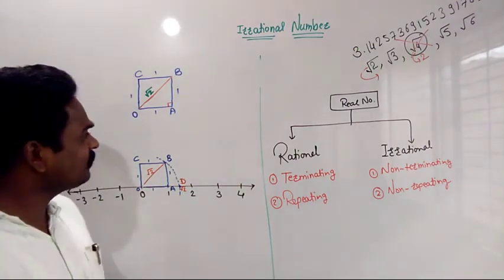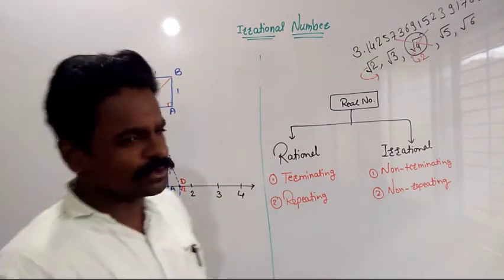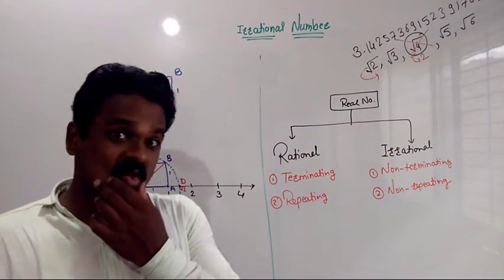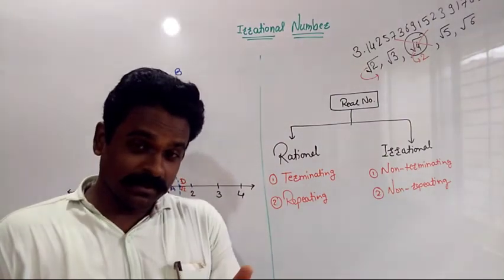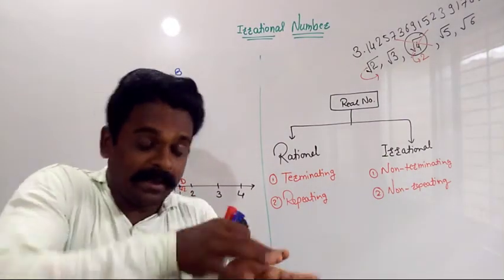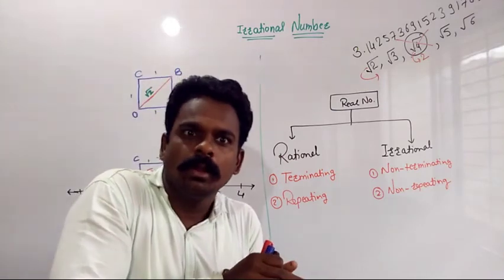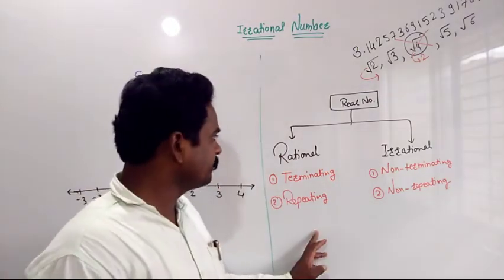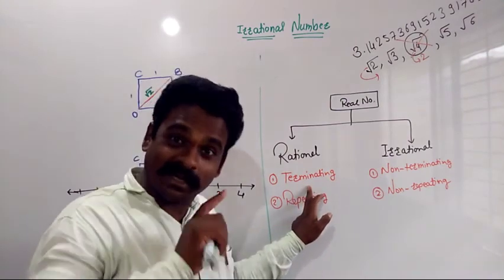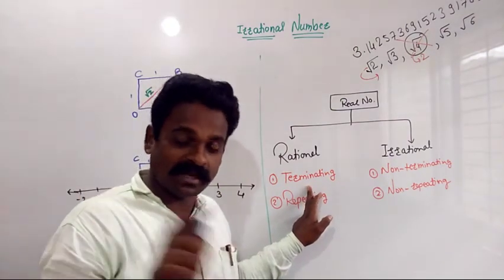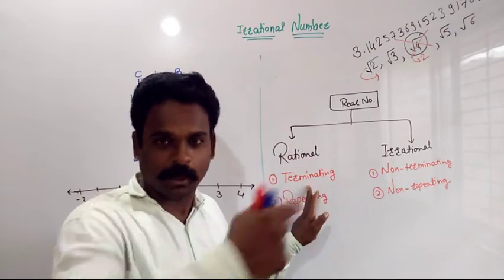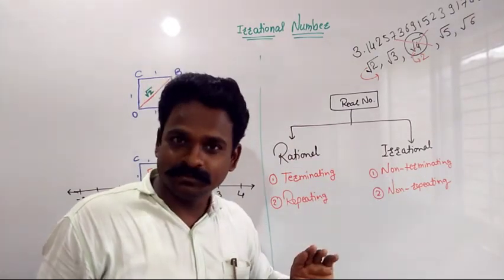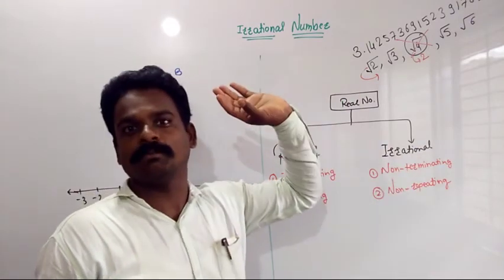Okay, fine, no problem. So this is about the irrational number. First we have seen what a rational number is. Then in comparison with the rational number, how can we differentiate an irrational number? That also we have seen here. A rational number is always terminating. That means it is going to end at one point. But an irrational number is non-terminating. That means it is not going to end at one point.